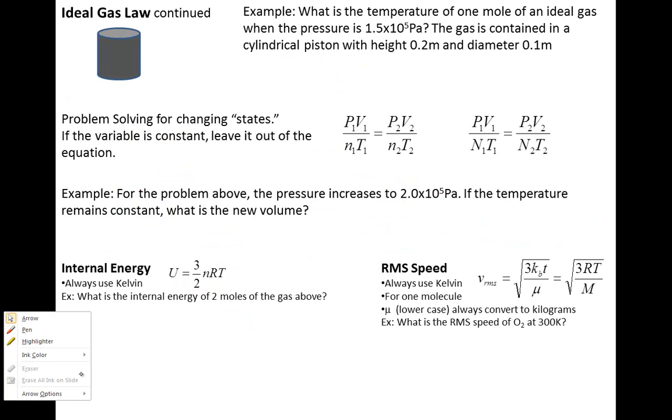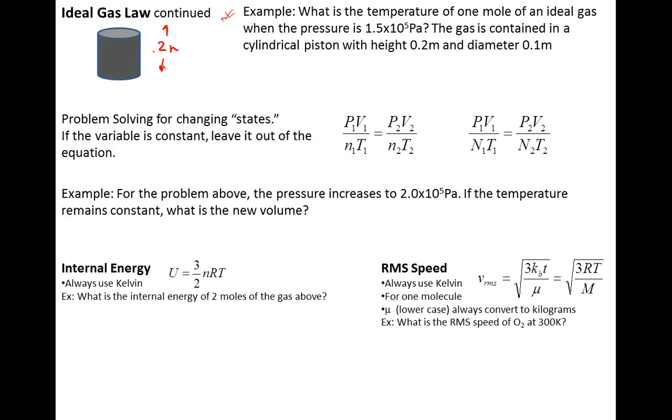Let's continue our study of the ideal gas law by solving this example. It says, what is the temperature of 1 mole of an ideal gas when the pressure is 1.5 times 10 to the 5th pascals? The gas is contained in a cylindrical piston with height 0.2 meters and diameter of 0.1 meters. So this is the height, and the diameter is 0.1 meter.